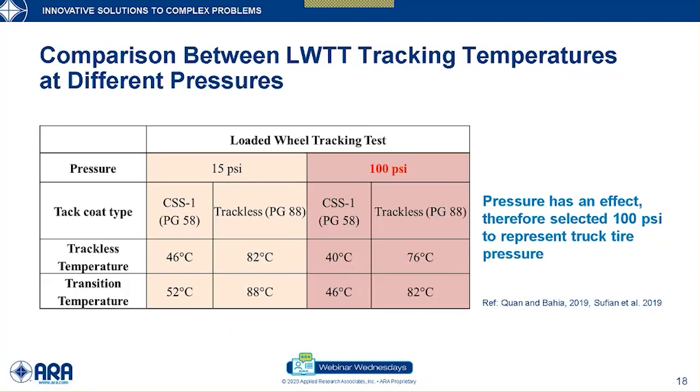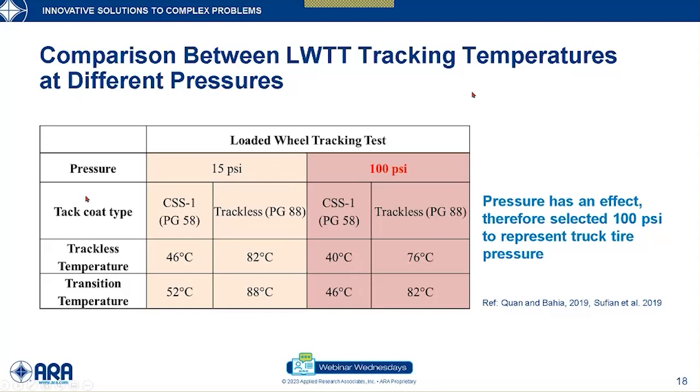These are the two main results or products you will get from the LWT test: the trackless temperature and the transition temperature. The trackless temperature, as I mentioned, is the temperature at which you will not see any tracking on the rubber tire, or any sign of tack coat being picked up from the stone tile. And the transition temperature is a temperature 6 degrees Celsius higher than the trackless temperature. It is a temperature at which you will still see some tracking, but not a significant amount of tracking. This transition temperature was proposed to place a factor of safety and to propose a temperature range like 46 to 52. In between that range, your tack coat will be trackless.